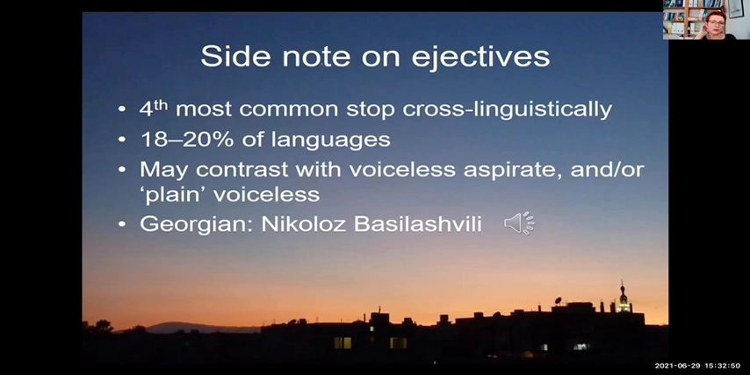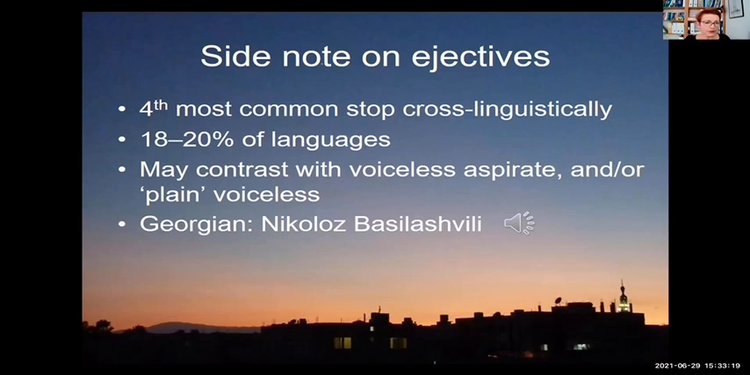Madison says that it's around 18%, and Catford says anywhere up to about 20% of the world's languages have ejectives. Now, different languages may phonologically contrast them with voiceless aspirated obstruents or with plain, that is unaspirated voiceless obstruents. So it's very clear that ejectivity, being an ejective, is not just a phonetic feature, but it's phonologically contrasted.